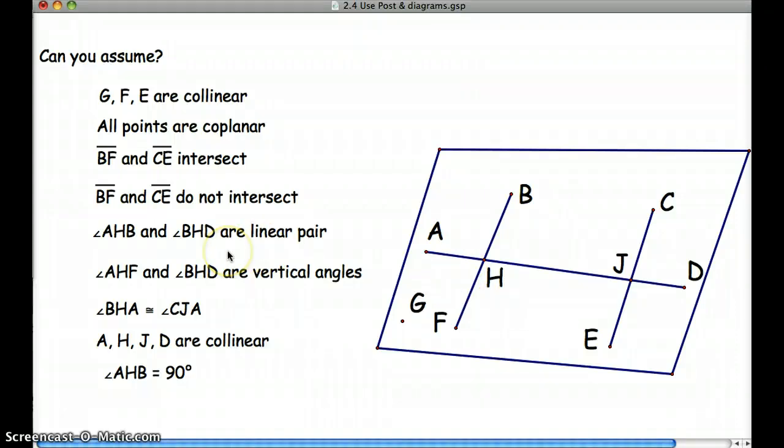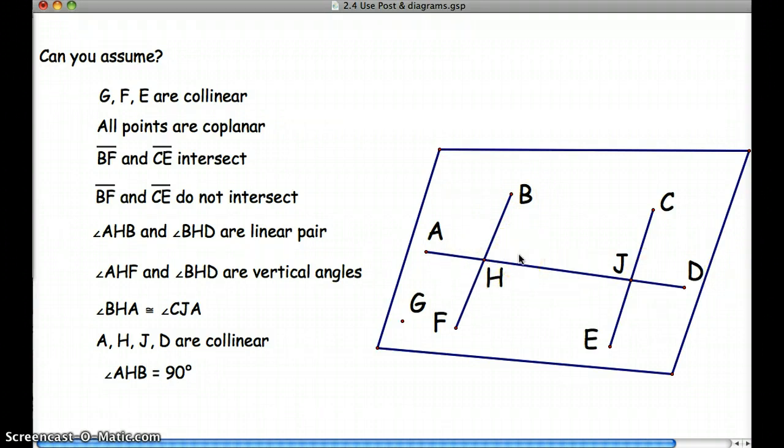Okay? Can you assume that angle AHB and BHD are a linear pair? Yeah, you absolutely can. Through any 2 points is a line. AD are 2 points that create a line. They happen to be made up by AHB and BHD. So that's absolutely true. Okay? How about this? Can you assume that AHF and BHD are vertical angles? Yeah. Do they share the same vertex? Then they're vertical angles right there.